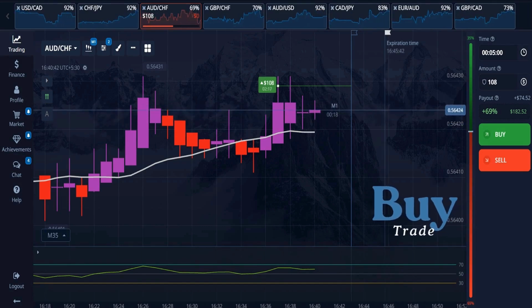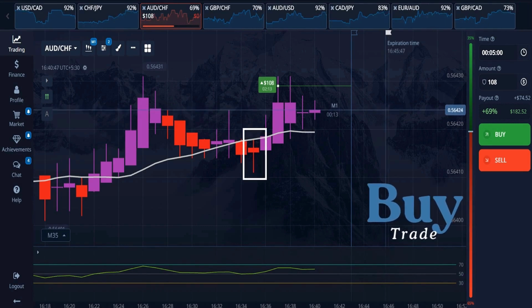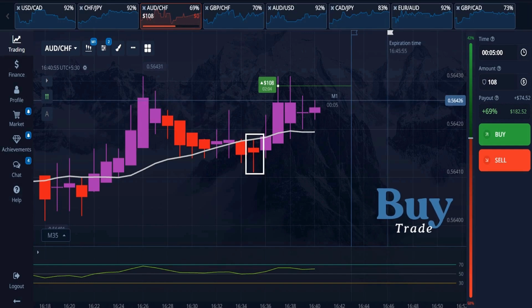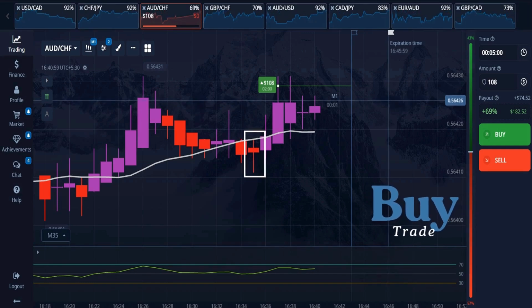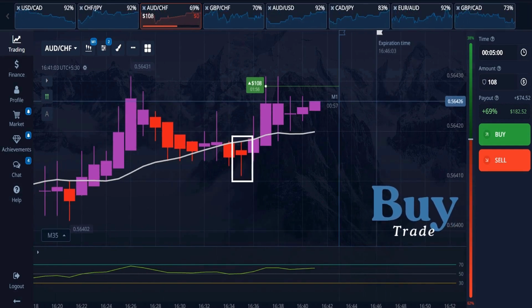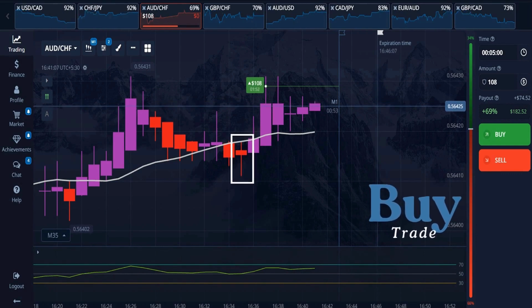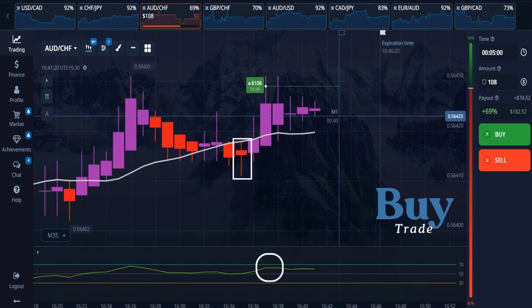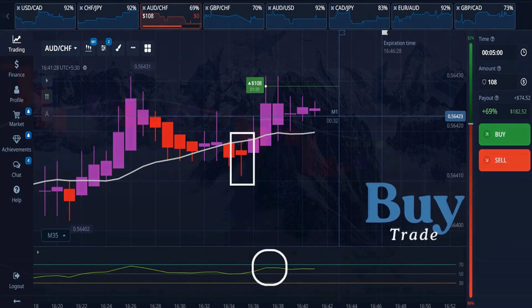Buy trade setup. Look for an indecision Heikin Ashi doji candle on the chart. A doji candle has a small body with wicks on both sides, indicating indecision. If the doji candle is below the simple moving average, wait for the price to break above the SMA. Once the price breaks above the SMA and the RSI is above the 50 level, enter a buy trade. Set the trade expiry to 5 minutes.